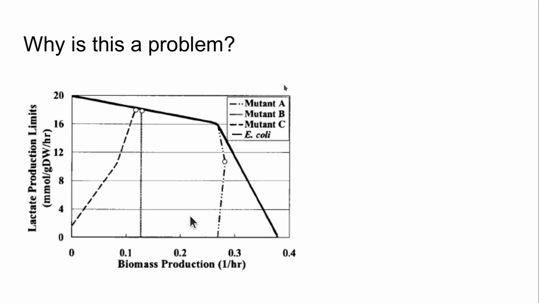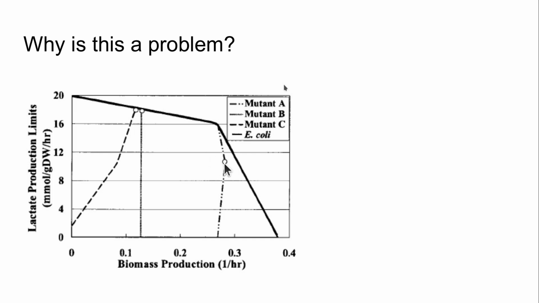And so if we feed this model into OptKnock, it's going to identify certain mutants, and it's going to identify an optimal biomass production, and for that optimal biomass production, it's going to identify the optimal lactate production.